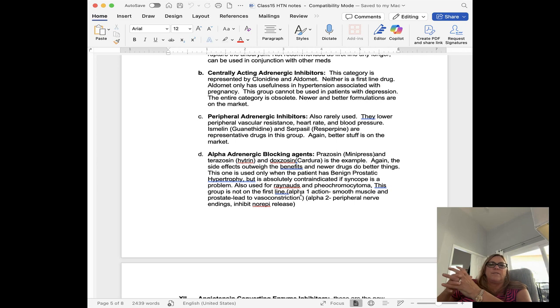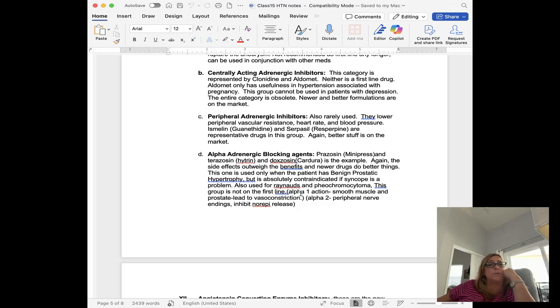The side effects are usually going to outweigh the benefits of the other drugs, but it does help with BPH. But if they have a history of syncope, it's contraindicated. It's also good for Raynaud's because it causes a little dilation of the peripheral vessels. In Raynaud's syndrome, that's where you get exposed to cold and the vessels constrict.